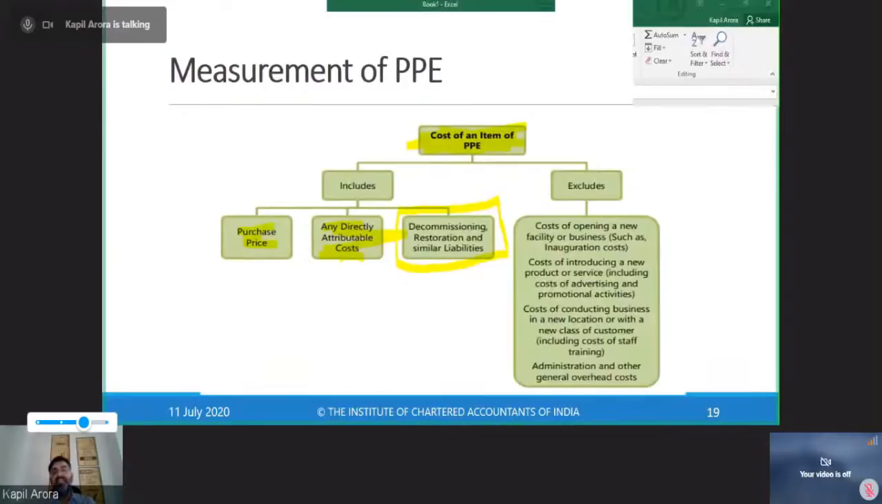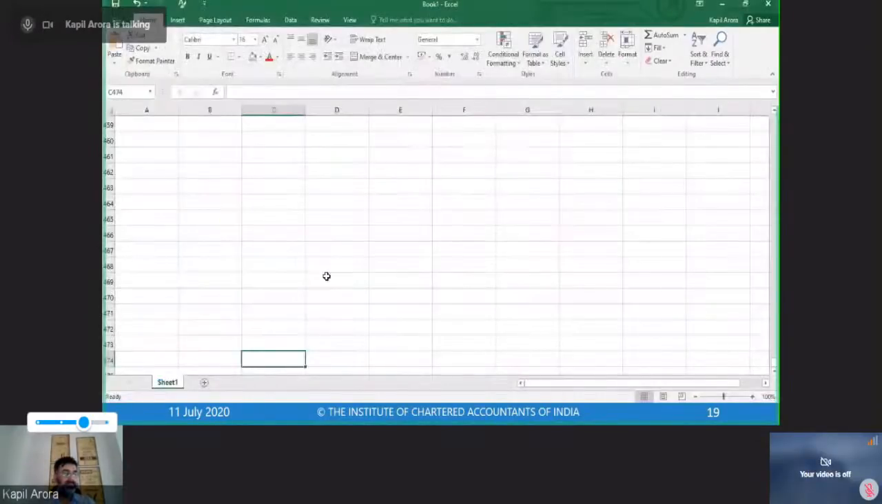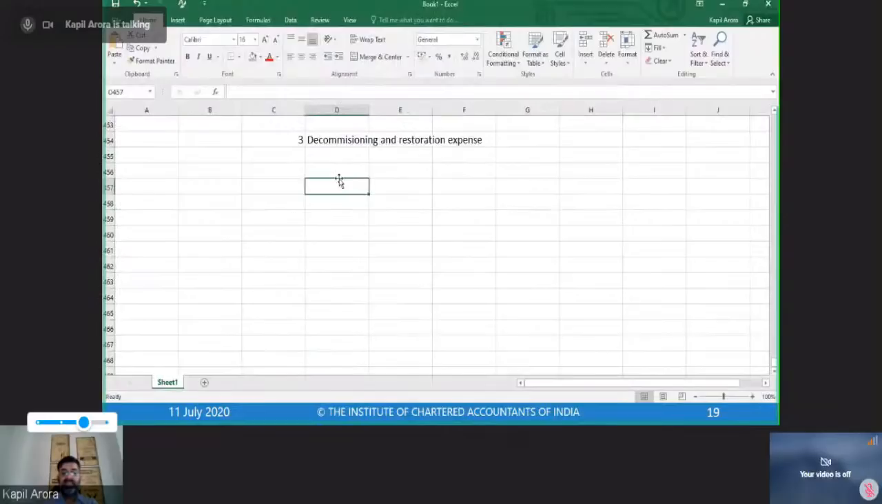If you remember, we have taken the example of a telecom company. License fees to operate the business is actually an intangible asset, so we are not going to consider this as a tangible asset. So license is an intangible asset.